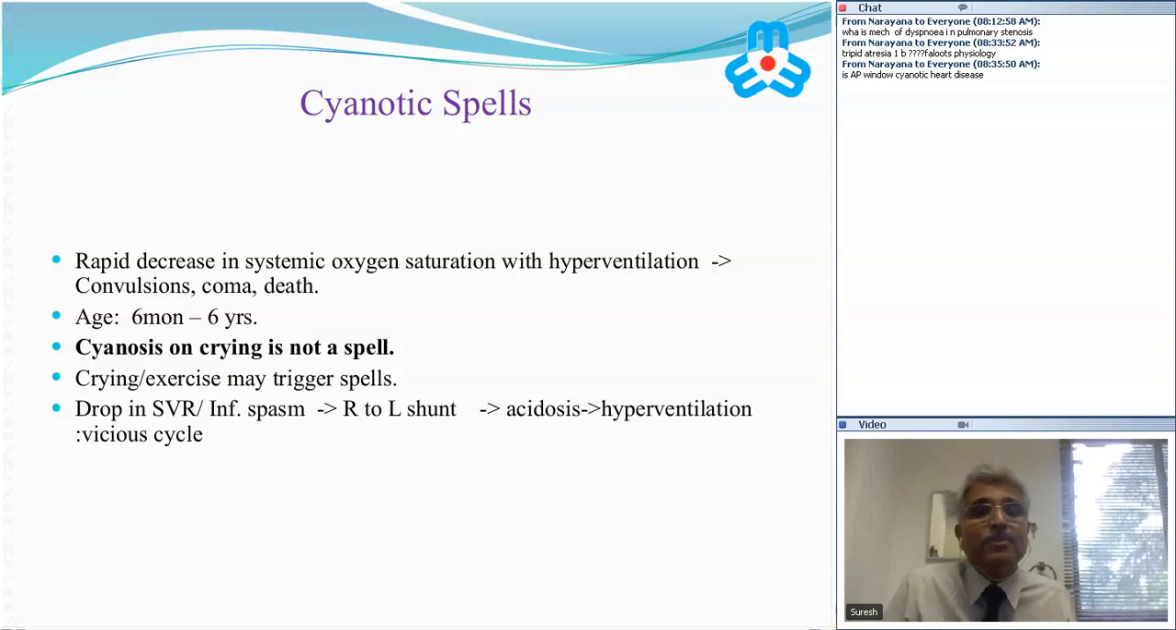It is something which is going to worsen the child, because the respiratory muscles are essentially skeletal muscles and they are being overactive under a hypoxic setting, thereby contributing more to the acidosis. That is why this becomes a vicious cycle. So what we said, the drop in the systemic vascular resistance and or the infundibular spasm worsens the right to left shunt, worsens acidosis and hypoxia, triggers hyperventilation. Hyperventilation doesn't help, but it actually harms the child, thereby setting up a vicious cycle which is broken only if you intervene.